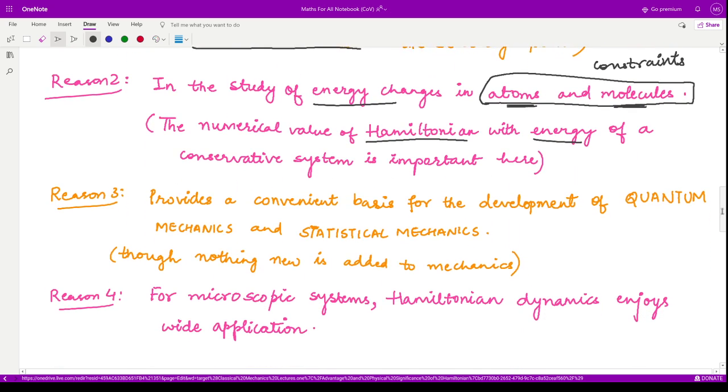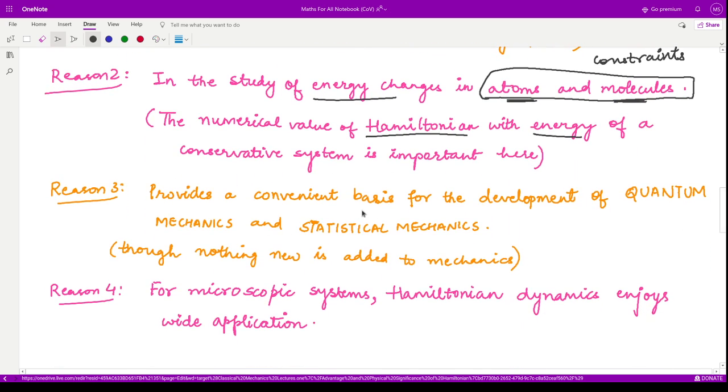Let us see the third reason. It provides a convenient basis, consisting of the generalized coordinates and the corresponding momenta, for the development of other detailed subjects like quantum mechanics and statistical mechanics. Moreover, using this technique, although nothing new has been added to the existing mechanics, another approach to handle such systems has been developed in this subject.